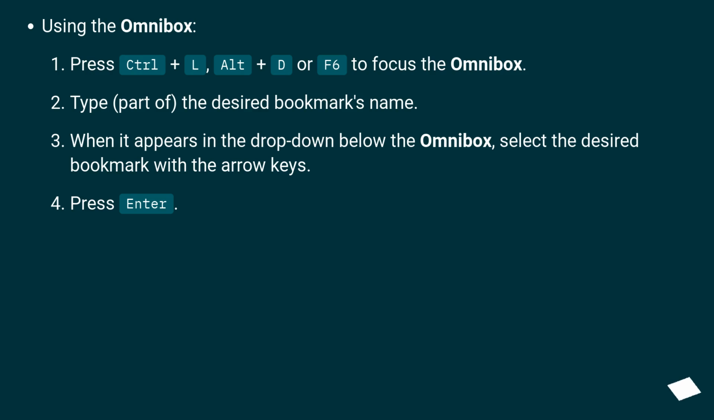Using the Omnibox. Press Ctrl plus L, Alt plus D or F6 to focus the Omnibox. Type part of the desired bookmark's name. When it appears in the drop-down below the Omnibox, select the desired bookmark with the arrow keys. Press Enter.